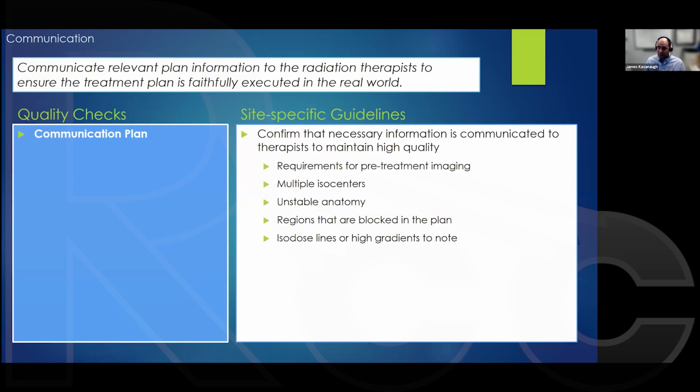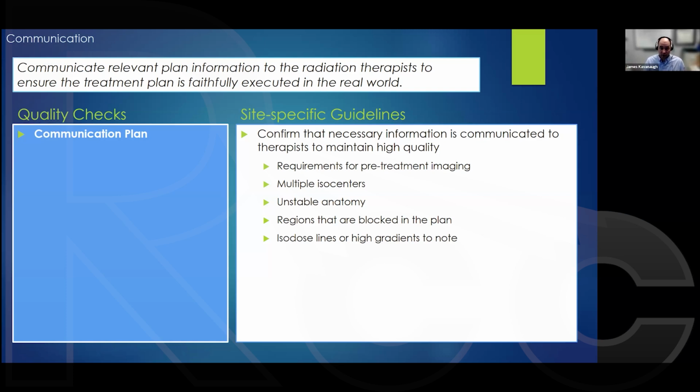This can have a lot of flavors. Requirements of pre-treatment imaging is a great example. Multiple isocenters may impact different immobilization, and that could be challenging. Maybe different scans because we want the anatomy in different positions. Unstable anatomy, regions that are blocked in the plan, such as if you're in a clinic that wants to avoid coming through a hip implant, then we have specific gantry angles that we're going to avoid. Isodose lines, high gradients of note, image registrations. There's probably 100 other things that are important to communicate.